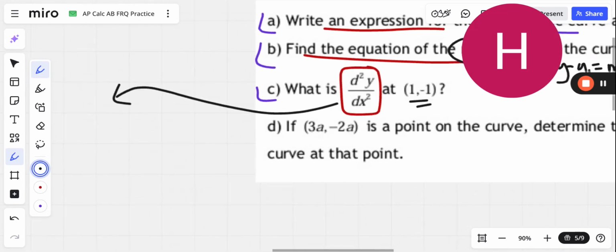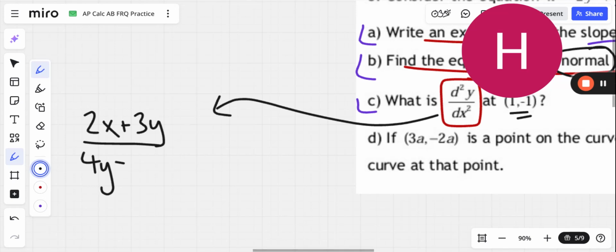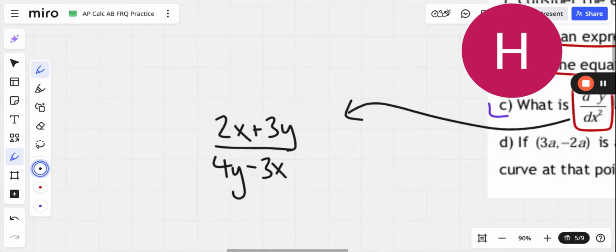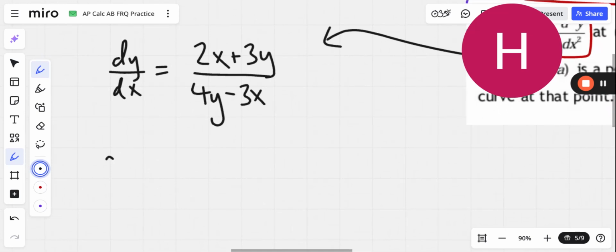So let's find an expression for the second derivative. We saw that the numerator was 2x plus 3y over 4y minus 3x. That's the dy dx. So if we wanted the second derivative, we need to take a derivative of the derivative, right? So this is going to require the quotient rule. However you've memorized the quotient rule is fine. One thing that I know about is the whole low d-high, high d-low, whatever you want to call it.